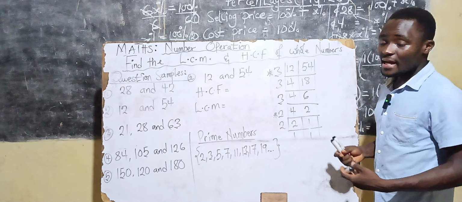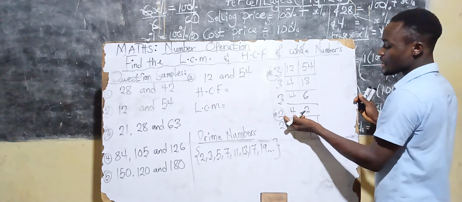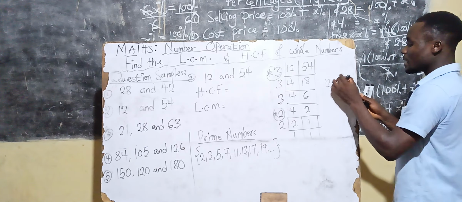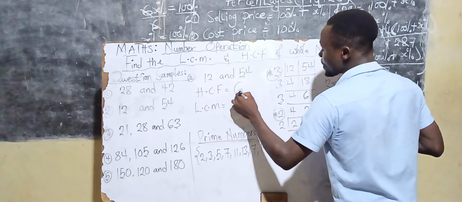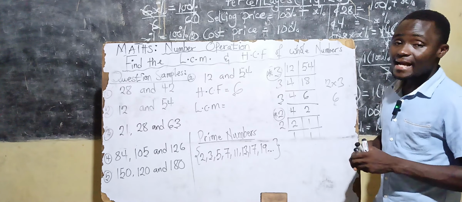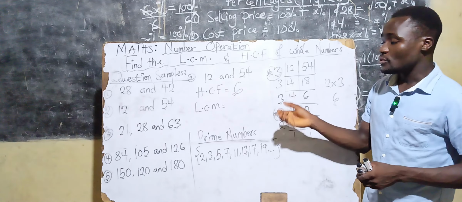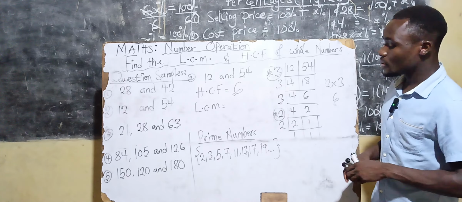So we said that to find the HCF, we are going to multiply the circled numbers. So the circled numbers I have are 2 multiplying 3. And 2 times 3 is 6. So my HCF becomes what? 6 as my answer. Remember, we said for the highest common factor, you multiply the circled numbers, and this is what we are getting. Let's go to the LCM.